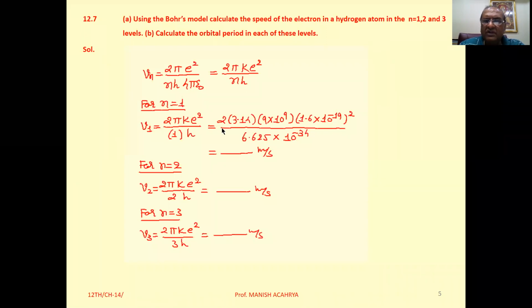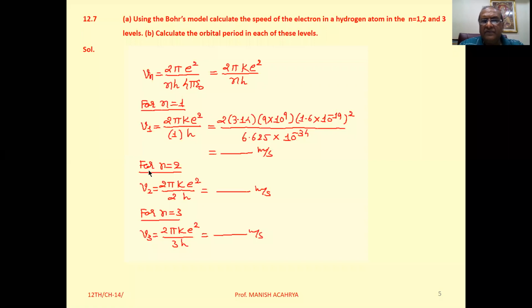Now substitute all the values: 2 pi 3.14, k 9 into 10 raised to 9, e 1.6 into 10 raised to minus 19, square of it, then upon h 6.625 into 10 raised to minus 34. Then solve it, you will get the answer.